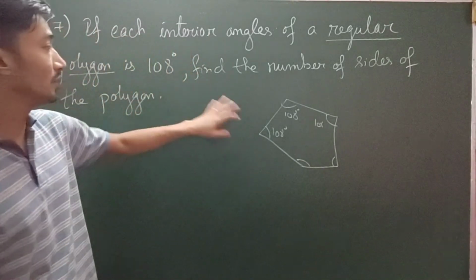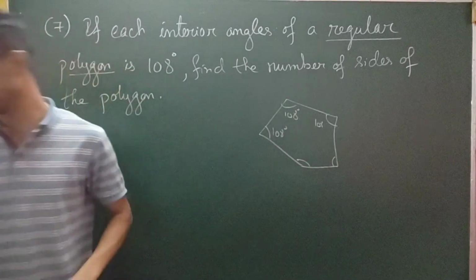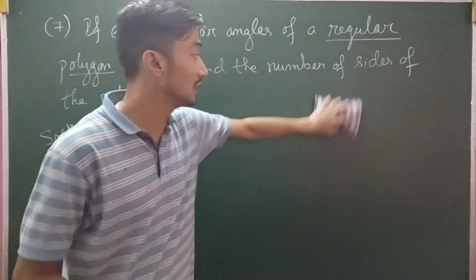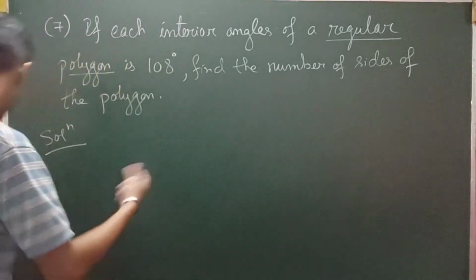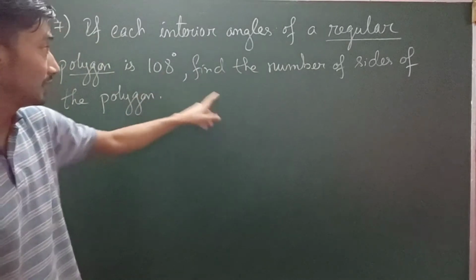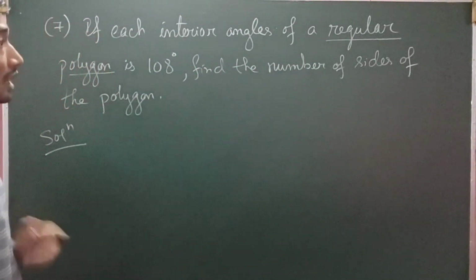Now they are telling you, with the help of this knowledge, find the number of sides. How many sides do we have in the polygon? I'm going to rub this out, because this is not the polygon that is given to us. I'm just giving an example. That is, if each interior angle of a regular polygon is 108 degrees, find the number of sides of the polygon. Very easy. Now what do we do here?